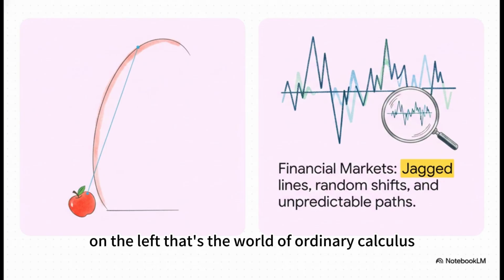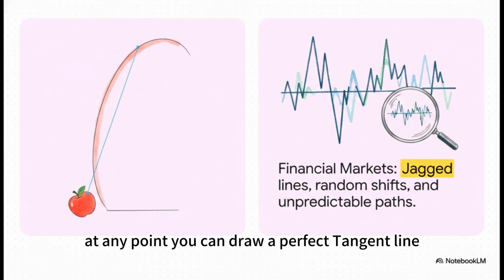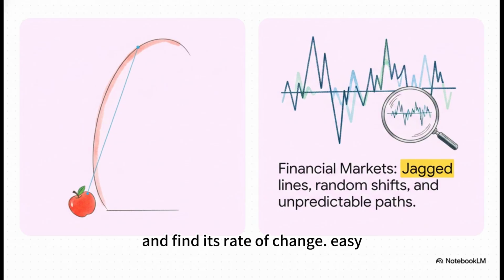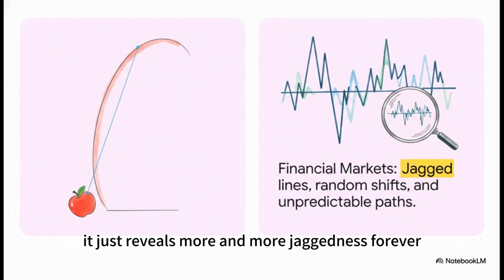On the left, that's the world of ordinary calculus. You have this beautiful, smooth curve. At any point, you can draw a perfect tangent line and find its rate of change. Easy. But on the right, that's the reality of a stock chart. It's this jagged, chaotic mess. And here's the crazy part. If you zoom in, it doesn't get any smoother. It just reveals more and more jaggedness forever.